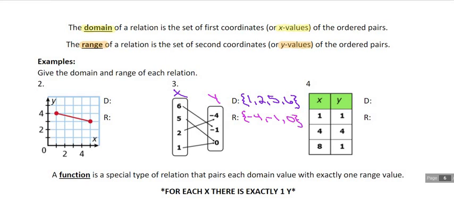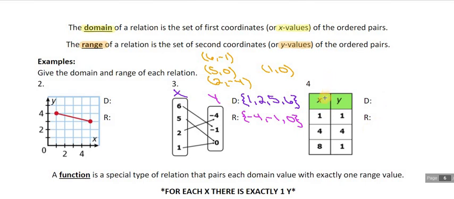Now technically speaking, if I was asking you, what are these ordered pairs? Well, the ordered pair with my x value of 6 is going to be 6, comma, negative 1. So the x of 6 goes with y of negative 1. The x of 5 goes with the y of 0. The x of 2 goes with the y of negative 4. And the x of 1 goes with the y of 0. So those are the ordered pairs that come out of that relation.